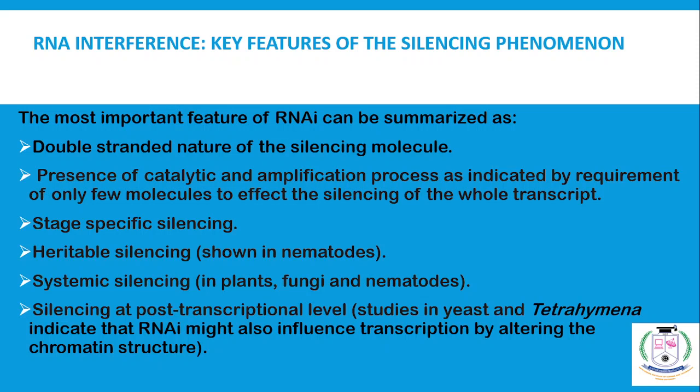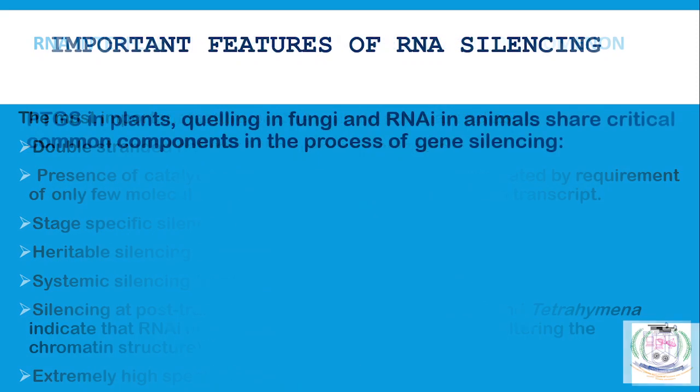It is out of scope of this lecture, but yet the studies in yeast and Tetrahymena indicate that this RNA interference can also influence the transcription by altering the chromatin structure. And this RNA interference is an extremely specific mechanism.